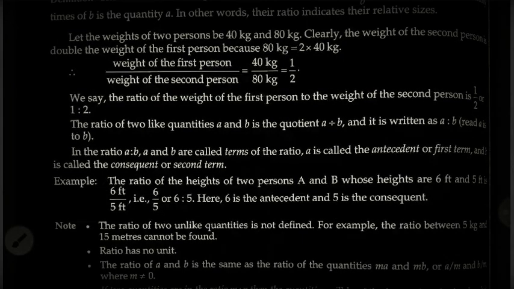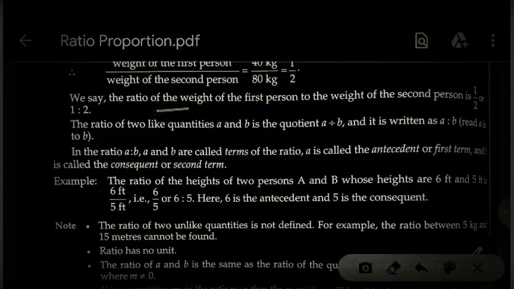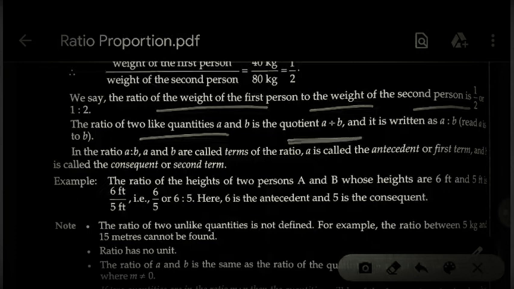Now, the ratio of the weight of the first person to the second person is half. The ratio of the like quantities A and B is the quotient A divided by B, and it is written as A is to B. I think all know that.